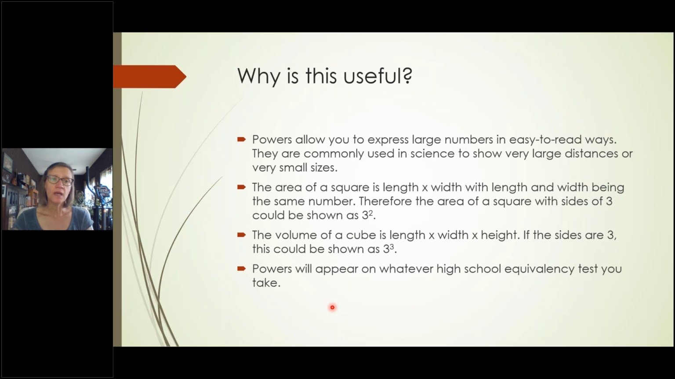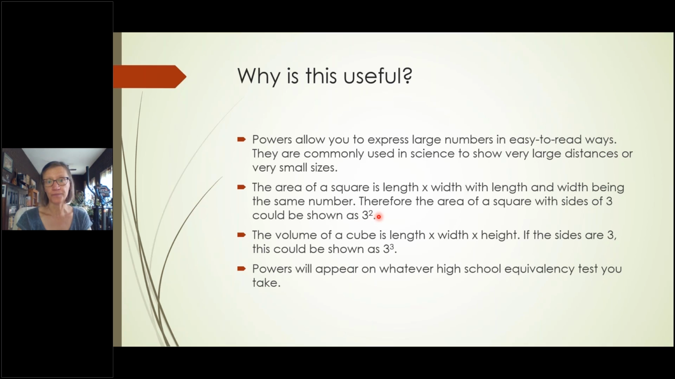The one way that it's commonly seen, although I don't know that people necessarily think of this as powers, is if you remember doing geometry, when you find the area of a square, it's length times width, and both those numbers are the same because all the sides of a square are the same. So that would be the same thing as a number squared. Therefore, the area of a square with sides of 3, for instance, would be shown as 3 to the power of 2.